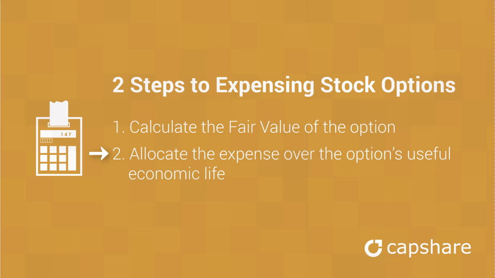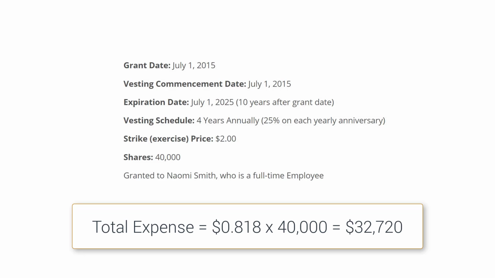So now that we know the value per share, we're ready to record the expense. Naomi Smith has an option for 40,000 shares at, as we now know, $0.818 per share, and that's a total expense of $32,720. But, and this is a big but, the expense is not recorded all at once. The expense is going to be recorded over the useful economic life of the grant.